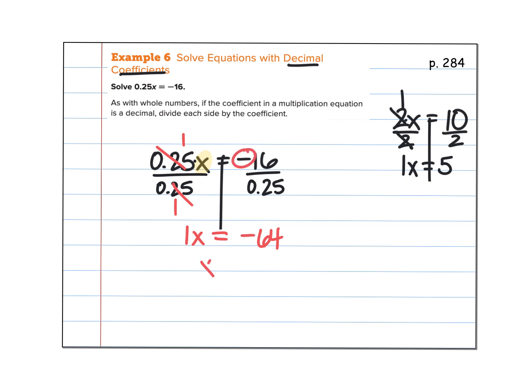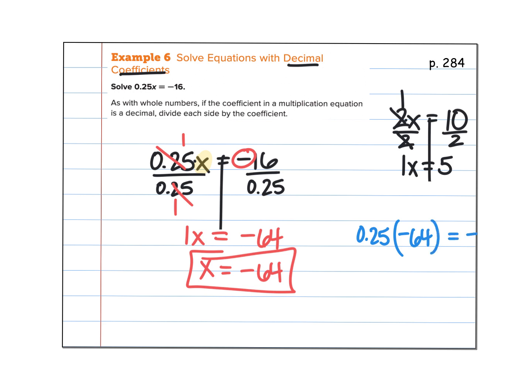So my final answer is x equals negative 64. Now let's do a quick check on this. It's always good to check these. So I'm going to go to my original equation. It was 0.25 times x. Now I'm going to plug in a negative 64. Hopefully that equals negative 16.